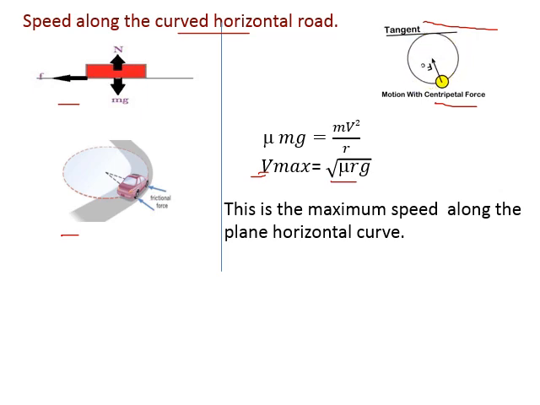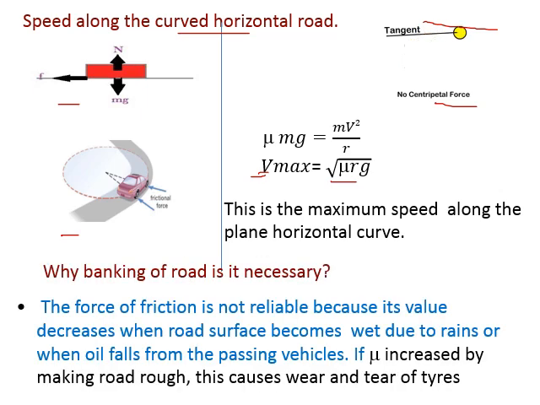To avoid this, what do we have to do? We have to bank the road. Why do we have to bank the road? Because this v depends on mu, the coefficient of friction, and this friction is not reliable because its value decreases when the road surface becomes wet, due to rain, or when oil falls from passing vehicles. Then mu decreases.